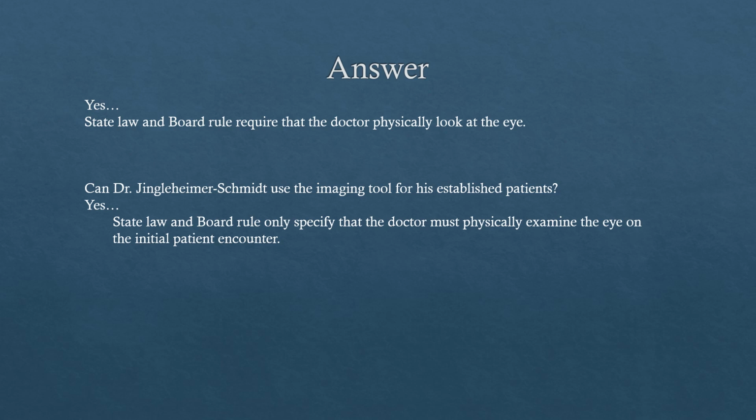The state law and board rule only specify that the doctor must physically examine the eye on the initial patient encounter. So once you've done it once on the initial encounter, it's totally up to your professional judgment whether you want to use imaging tools. But you need to make sure that you're getting out your direct or your 78 or 90 or 66 or Superfield or whatever it is that you have, and you physically look at the patient's eye.